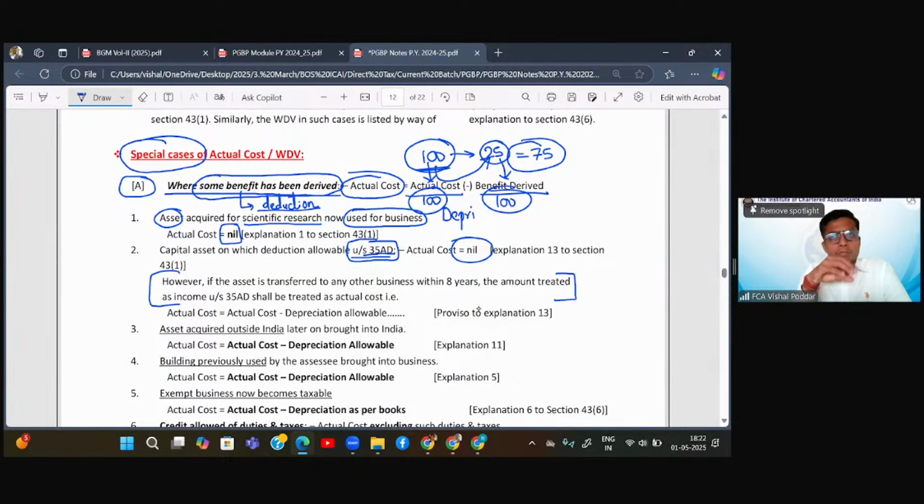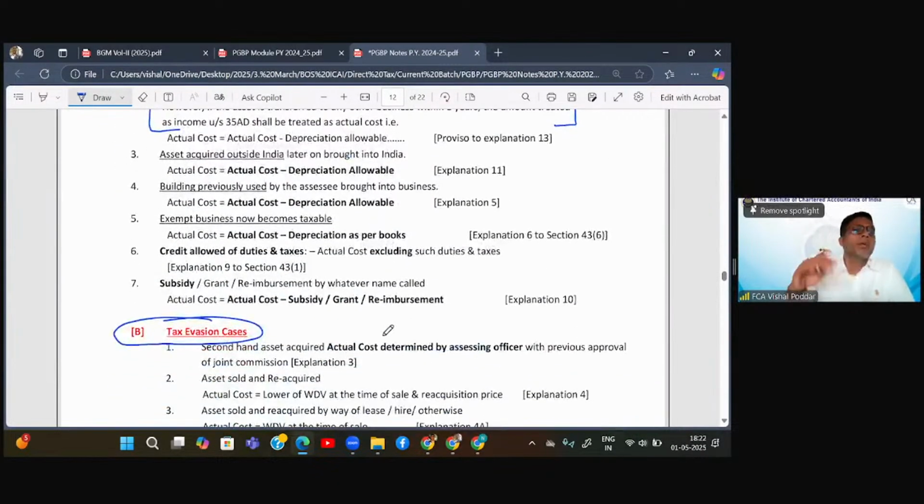This exception, I'll explain in a while when we study in detail section 35AD. Over there, you will get this particular logic. Now, same thing applies to all the remaining cases. Your asset was acquired outside India, so you are using the asset outside India. Now you bring it into India and you start using it in your business.